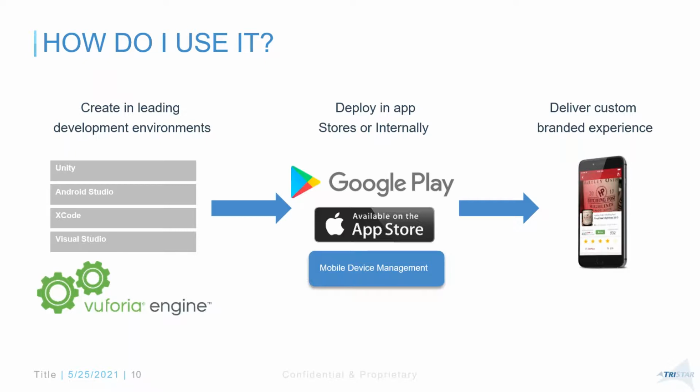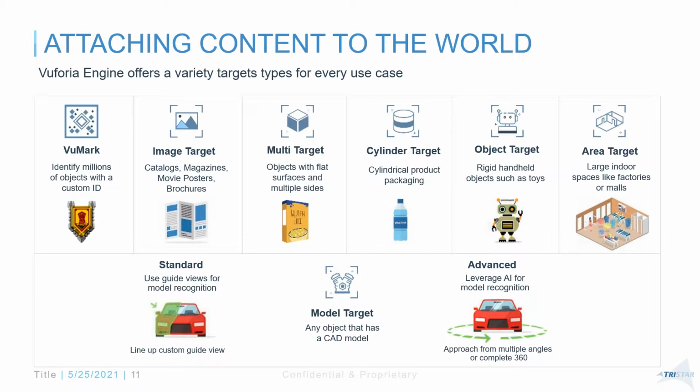When it comes to the targets, and I've been talking about the targets, that's kind of how you load those experiences. So Vuforia Engine has the ability to use what we call VuMarks, which again, this is kind of like a custom ID that you can create, and once that VuMark is scanned, then your experience is going to be loaded. Image target, right? So you can do it on like catalogs, magazines, or posters, right? So as soon as it identifies a specific image, then it's going to load the experience at that point.